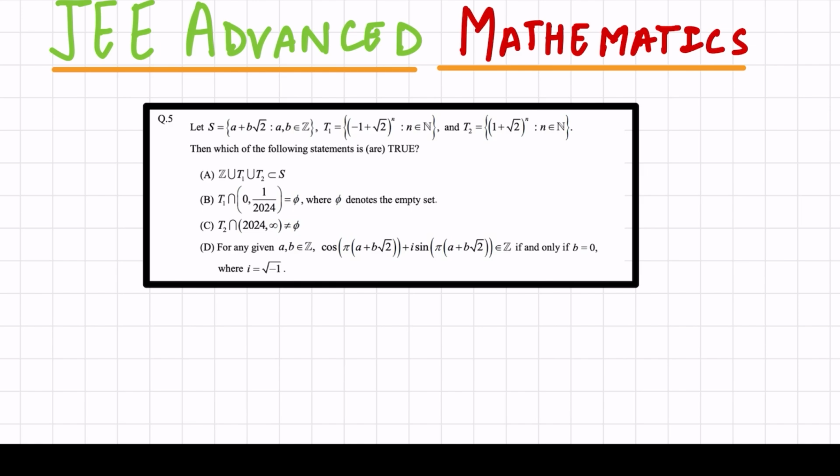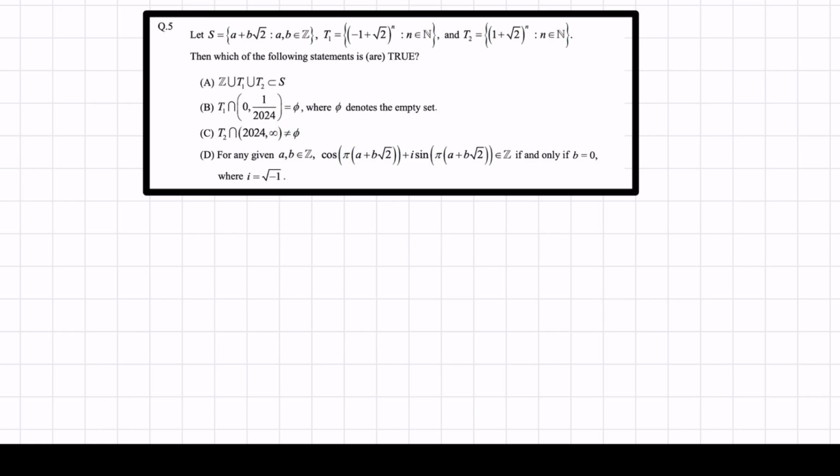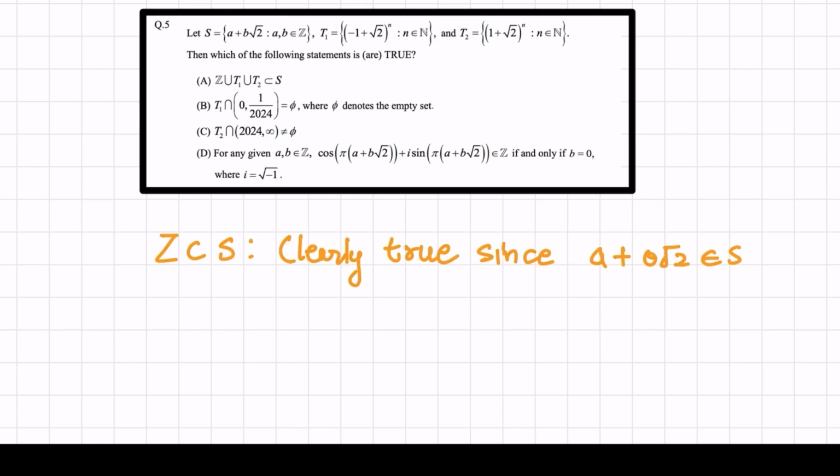Okay, so they have given you three sets, S, T1 and T2. They're giving you some statements and you need to find which statement or statements are true. So now let's look at the first. We need to find out whether Z union T1 union T2 is still a subset of S. You can see Z is clearly a subset, because if you put B equal to 0, then A still belongs to S and A is basically an integer. So we can see that Z, the integers, is clearly a subset of S.